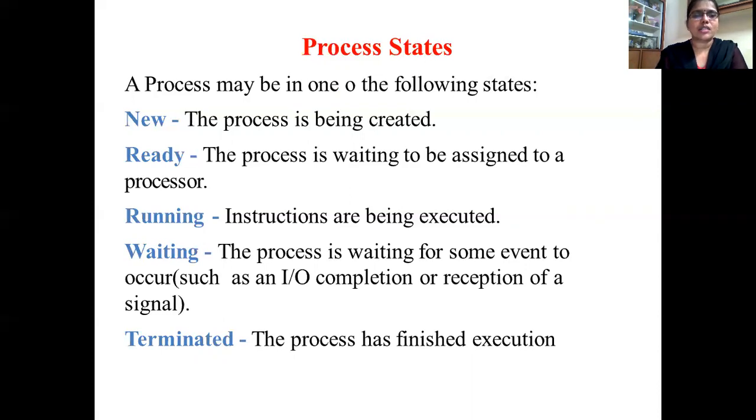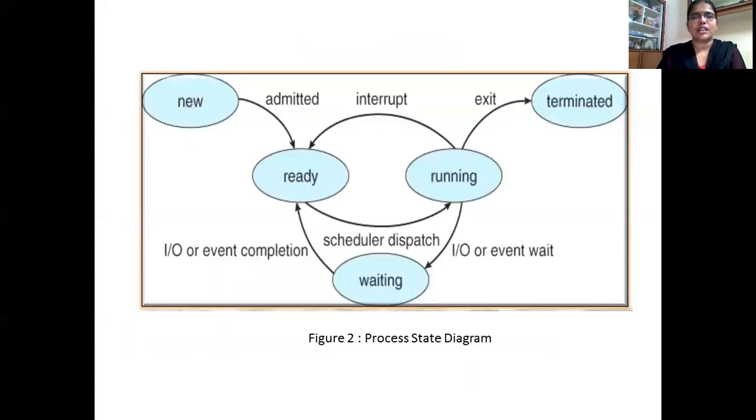A process is moved to the waiting state if it is waiting for an IO device or for any event to occur. And it is said to be in terminated state if it has successfully completed its execution. Let us see this with a diagram. This diagram is called as a process state diagram.